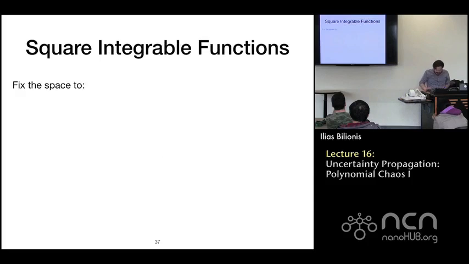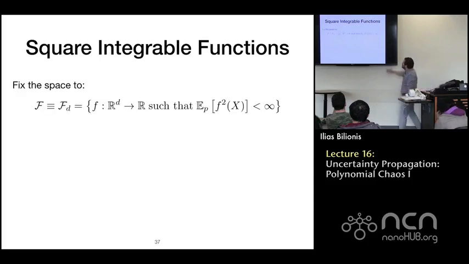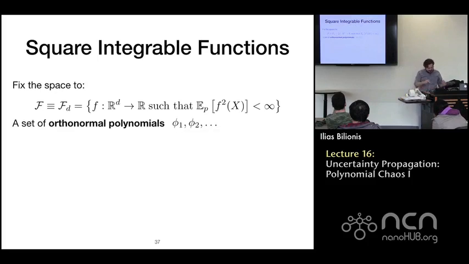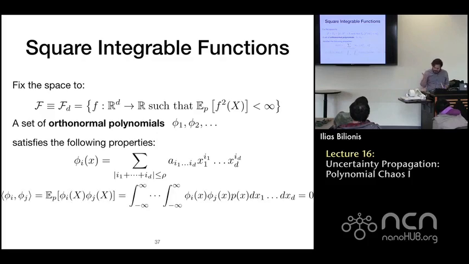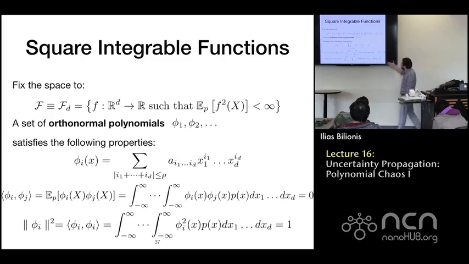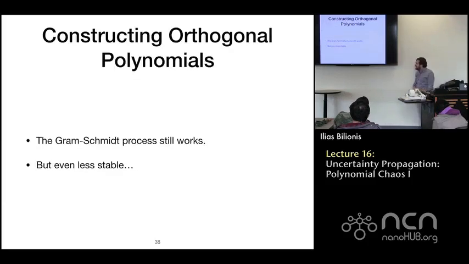Now the space of square integrable functions is this. This is the one we started with. And again, a set of orthogonal polynomials satisfies the following properties. Each one of these elements must be a polynomial, each one must be orthogonal to each other, and they should all have norm equal to 1. And again, the Gram-Schmidt process still works. You can just come up with all the possible monomials, put them together and use Gram-Schmidt to orthogonalize them.